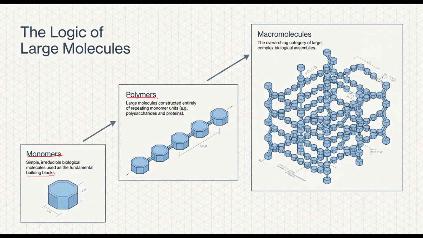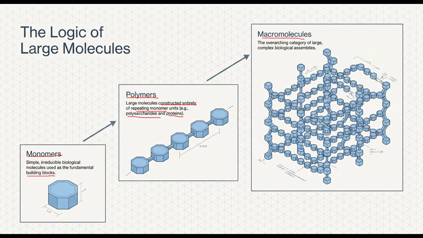And next we have the polymers. These are large molecules constructed entirely of repeating monomers. As you can see, the structure is repeating, creating a large shape. They are called polymers. For example, polysaccharides, proteins, etc. So when many monomers join together, they form polymers, which are larger repeating structures.